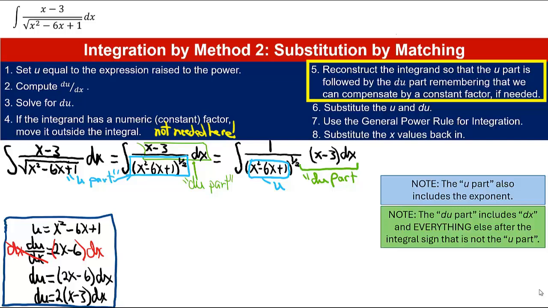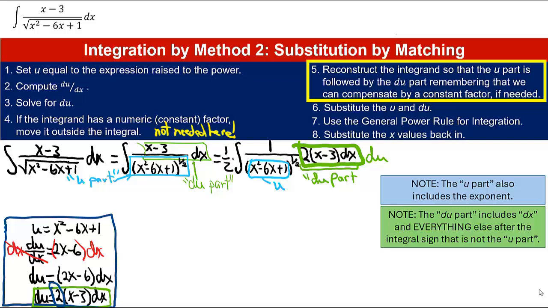So that's where the part of number 5 that says that we can compensate by a constant factor if need be comes in. We're missing a 2 that we need in the differential looking in the lower left. We can insert that 2 only if we multiply by the reciprocal on the outside. The reciprocal of 2 is 1/2. Now what has happened? We already saw that the x squared minus 6x plus 1 is going to come out as a u in step number 6, but now the entire right-hand part is all du.